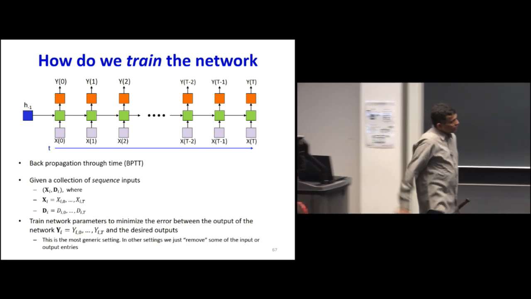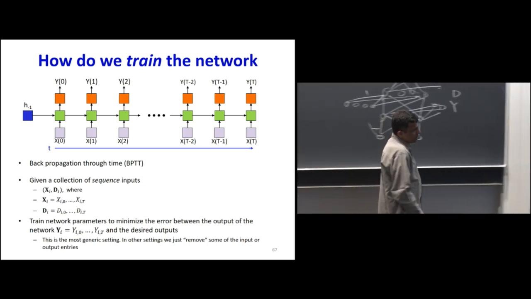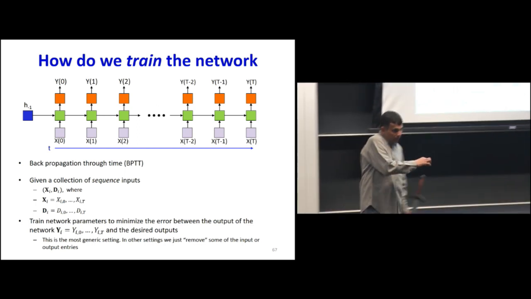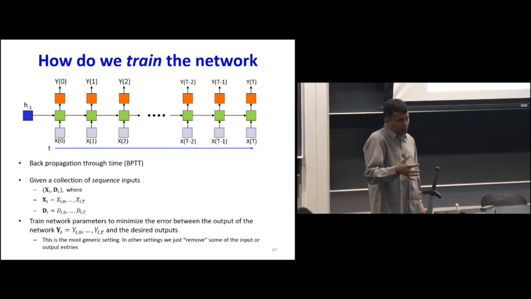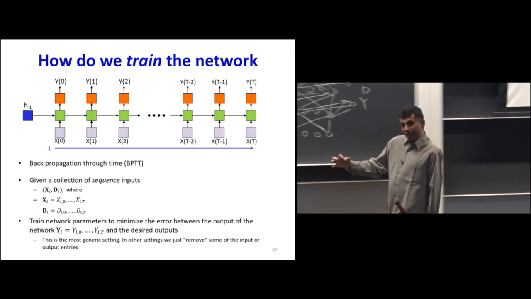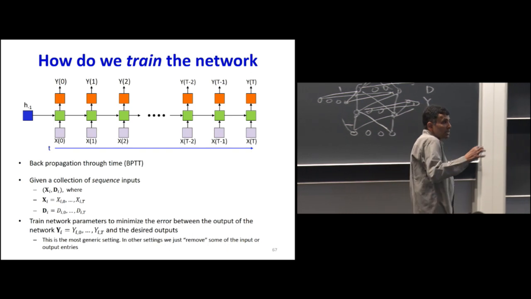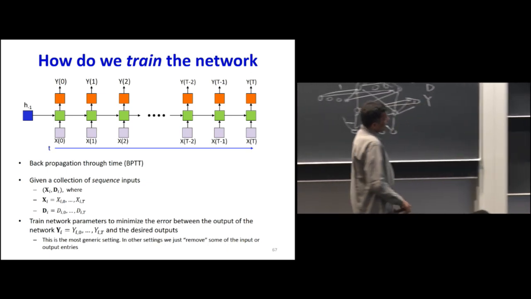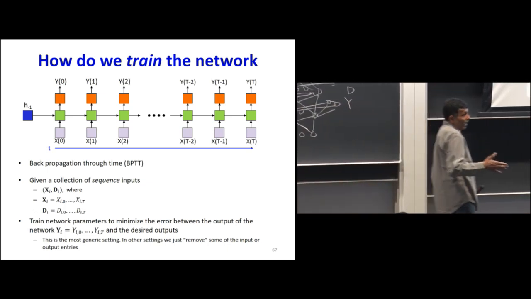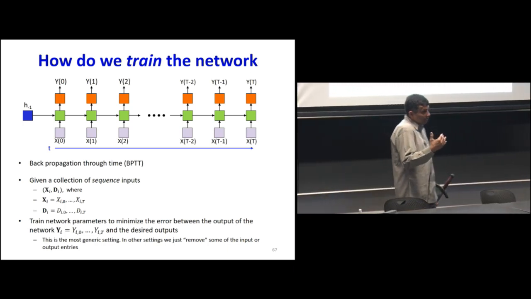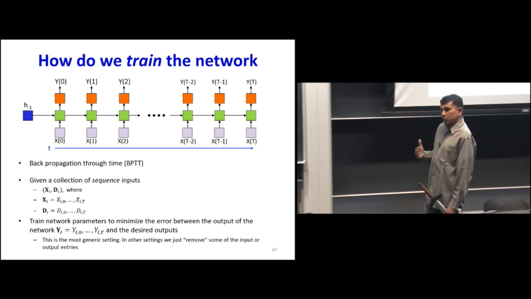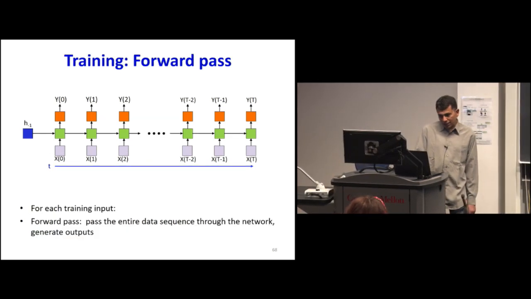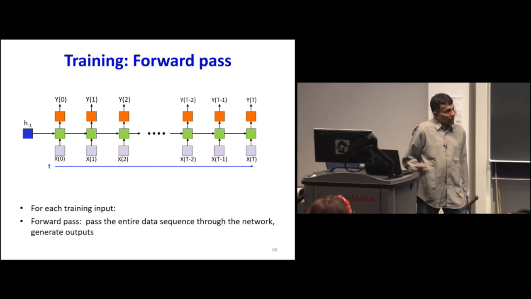So here's what you're going to have. You're going to have a collection of sequence inputs, where for each sequence I'm going to have several training instances. Each training instance is going to comprise an input sequence, a sequence of input vectors, and an output sequence, a sequence of desired outputs at each time. I have several of these. And then the network is going to make a sequence of actual predictions. And I'm going to train the network to minimize the error between the sequence of actual predictions and the sequence of desired predictions.